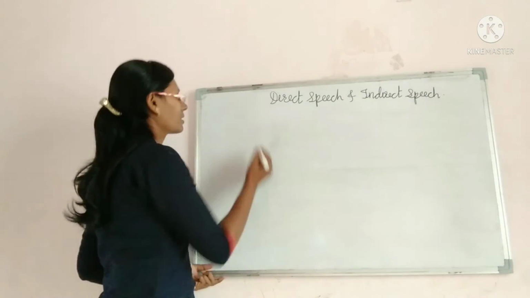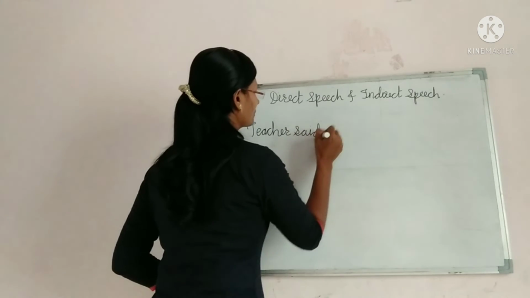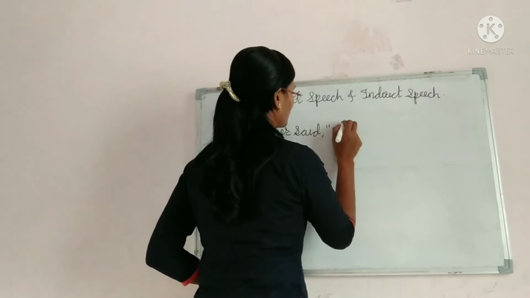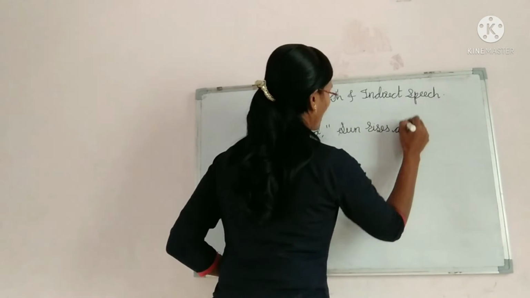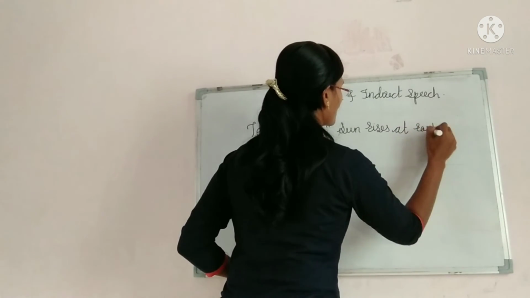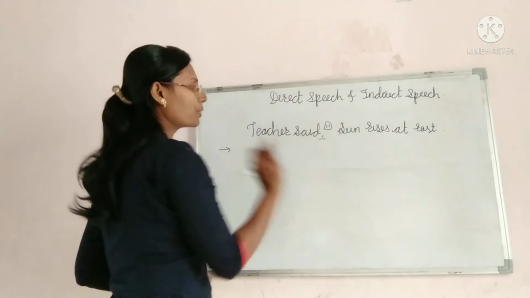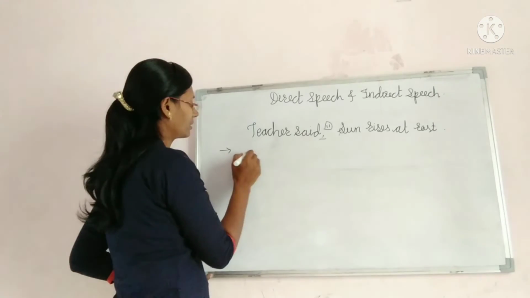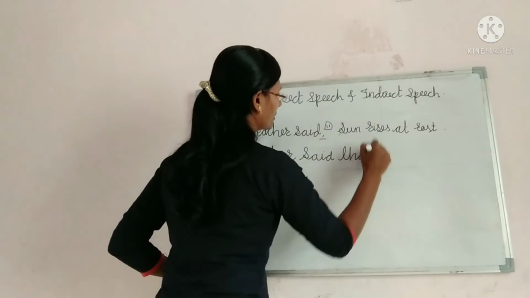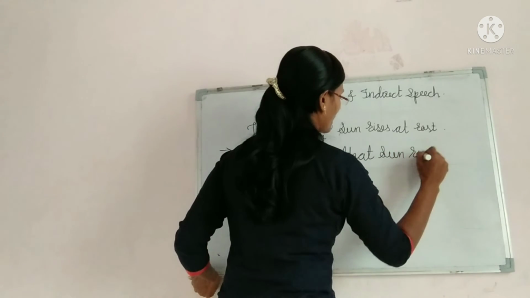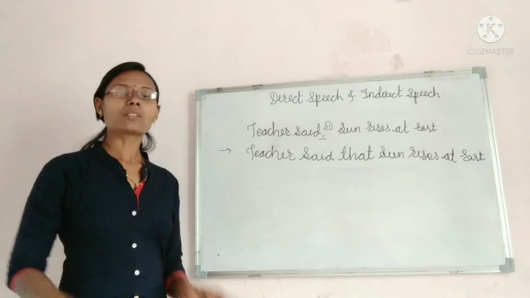So let's see some examples. Teacher said, sun rises in the east. This will change into: teacher said, the inverted commas will be removed, and as it is the sentence will be there. The sentence will be: teacher said that sun rises in the east. So the scientific truth is there.